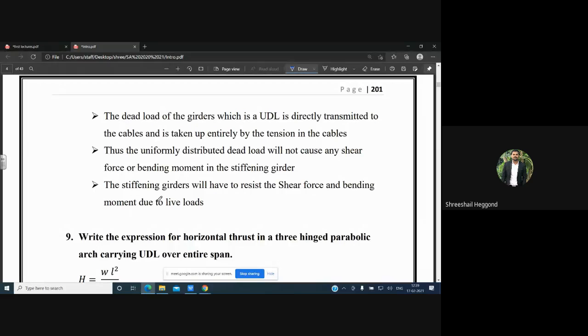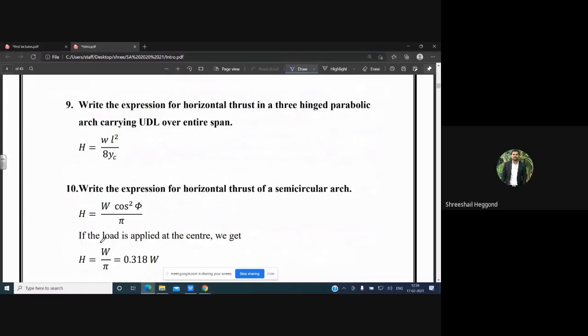Okay. Next is the expression for horizontal thrust in a three-hinged arch or parabolic curve. By applying the UDL over the entire span, note down these formulas so that while solving the numericals it will be easy to write down. The calculation will be easy for you. This calculation has a derivation which is expressed in mathematical form. In maths also there will be parabolic curves and all. You will be dealing with this type of equations also.